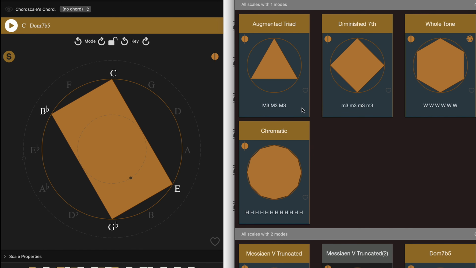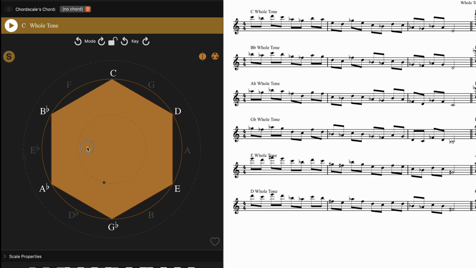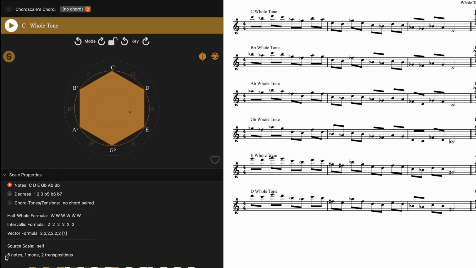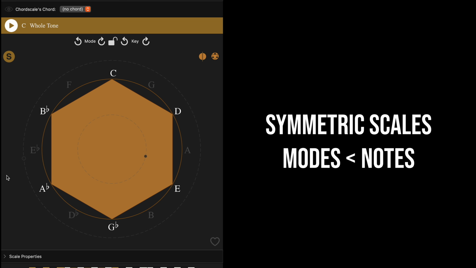Graphing also lets us see symmetry in scales. If I load the whole tone scale into the circle and we rotate the graph around, it becomes obvious that although this scale has 6 notes, it only yields one mode. There's only one orientation possible of this hexagon inside the circle where the top node belongs to it. That means the whole tone is symmetric with less modes than notes.